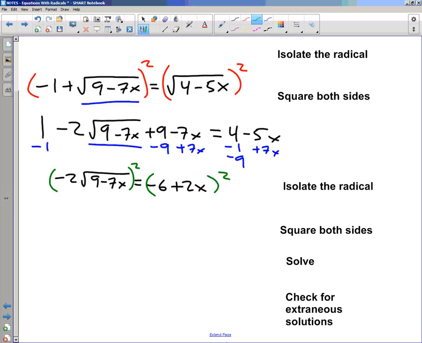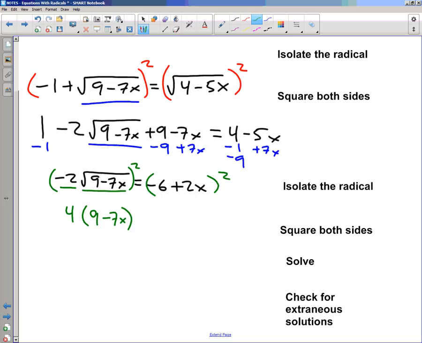Now when I square something like this, I have to square both the outside of the radical, so I'm squaring that negative 2 to get 4, and I need to square the radical itself. When I square that radical, the radical is going to cancel, so I'm going to get 9 minus 7x. I'm putting that inside of parentheses because the 4 is multiplying the whole thing, not just the first term.